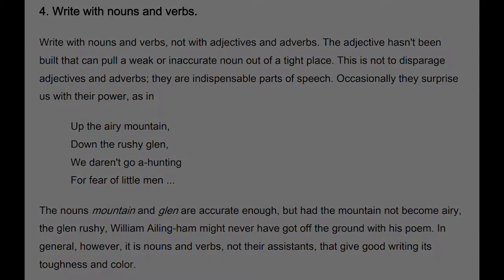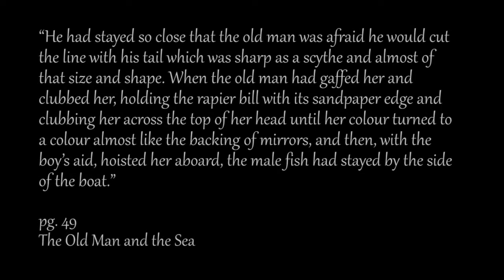Ernest Hemingway does a good job of this. Page 49 in The Old Man and the Sea describes an encounter with a pair of marlin as follows. "He had stayed so close that the old man was afraid he would cut the line with his tail, which was sharp as a scythe and almost of that size and shape.